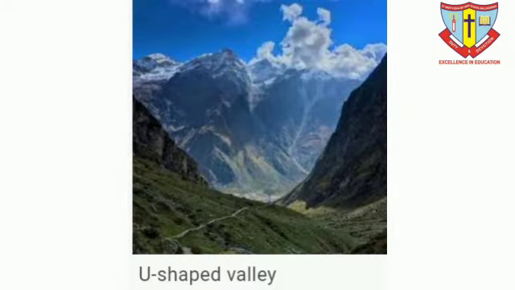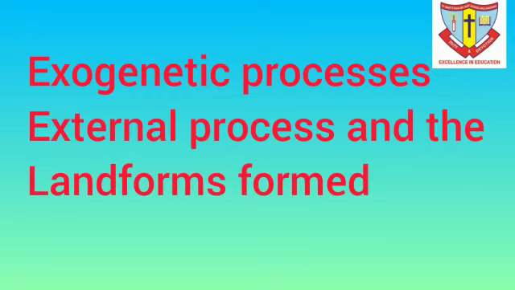Many landforms are formed due to internal movement. Many processes occurring on the Earth's surface also lead to the formation or degradation of landforms continuously. So, in this lesson, we will be studying the exogenetic process. Exogenetic means external process and the landforms formed by them. External processes occur because of the forces working on the Earth's surface. They are mainly solar energy, gravitational force and kinetic energy associated with moving objects on the Earth's surface.